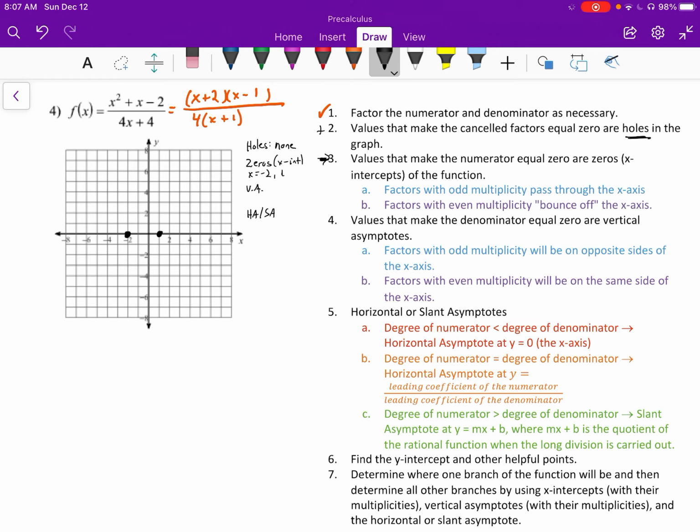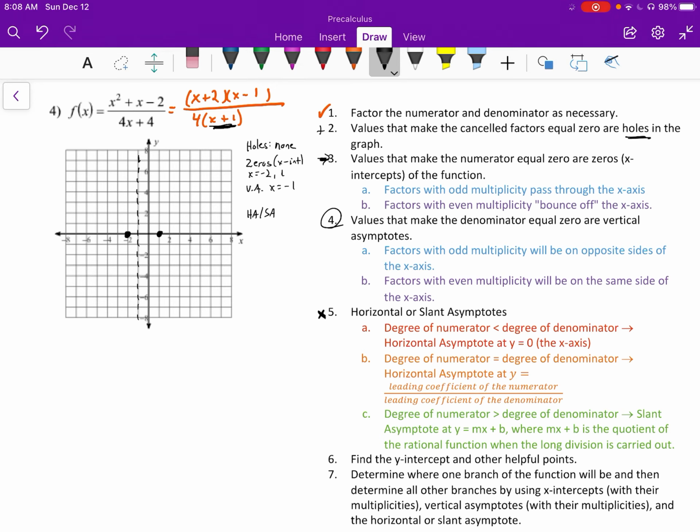Next, we go to vertical asymptotes. Values that make the denominator equal 0. Well, if we look at our denominator, x equals -1 would make the denominator equal 0. So we'll go ahead and put a vertical asymptote at x equals -1. And now we will go ahead and look at horizontal or slant asymptotes.